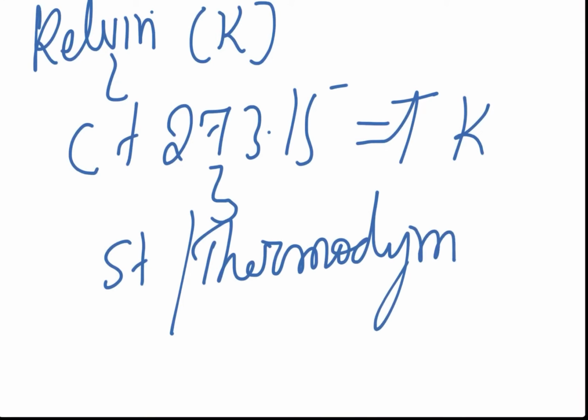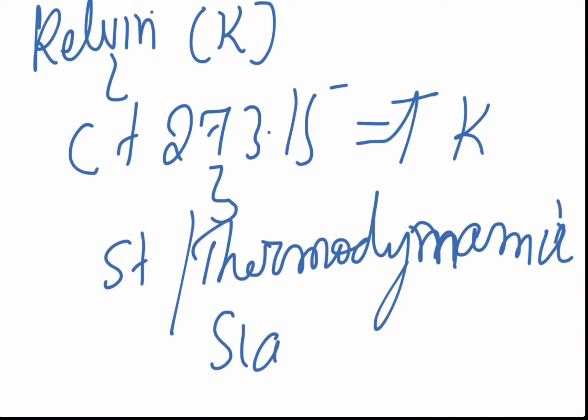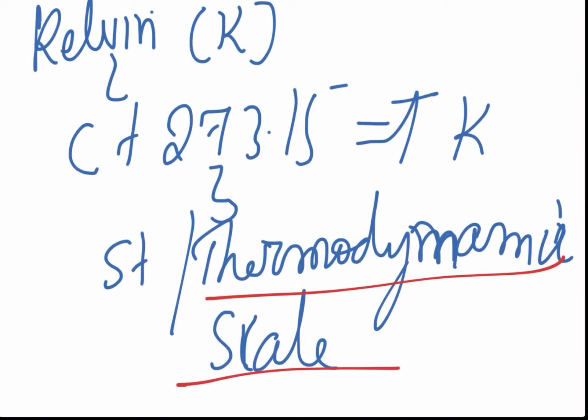Anything to do with heat is called thermodynamic. So Kelvin is a temperature which is a measurement of heat, and hence this scale of measuring temperature is also called the thermodynamic scale of temperature, and it is used in numericals as well.